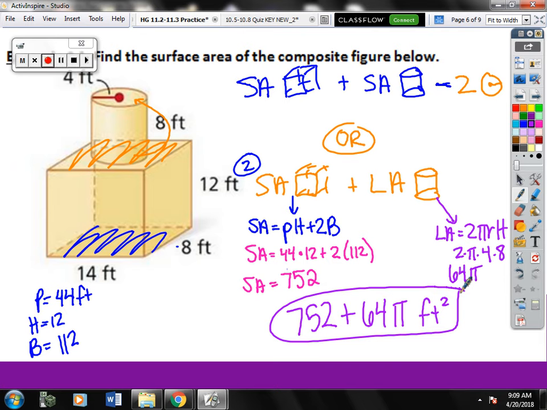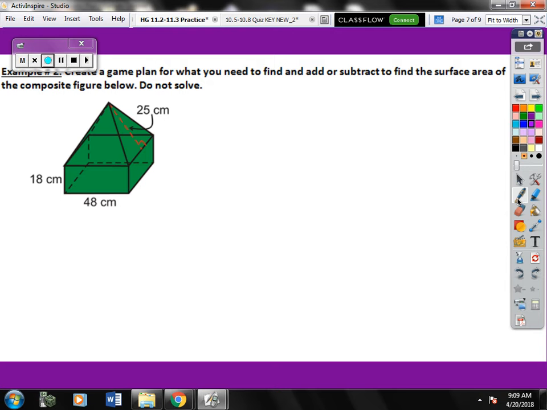All right, now the next one, we're not actually going to find the answer, but we're just going to come up with the game plan of what we're going to add together, because you should know how to do each of the pieces. It's just coming up with what to add and subtract. So for the next one, take a look what we have. We have a square prism. Let's put a 48 here on the bottom. And then what's on top of it? A square pyramid.